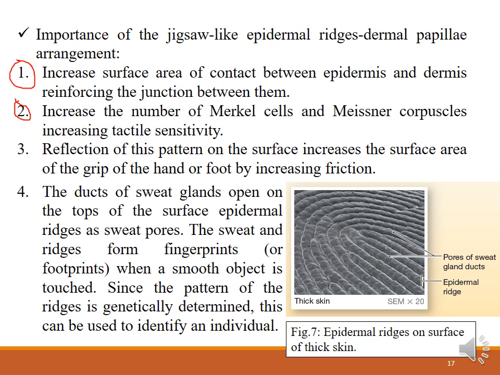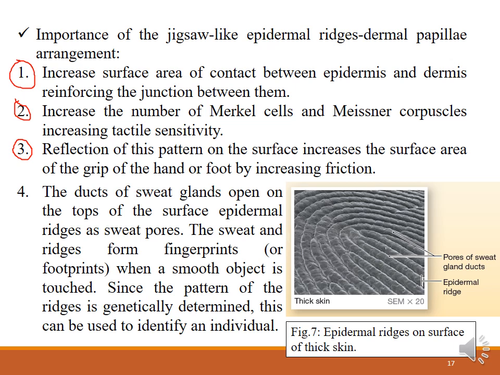As we have said, Merkel cells are found within the stratum basale. Meissner's corpuscles are found in the dermal papillae. Because of this arrangement, there is an increase in the surface area. This means that we have an increase in the number of Merkel cells and Meissner's corpuscles, making that region more sensitive to tactile sensations. As we have said, sometimes this interdigitation is reflected on the surface of the skin.